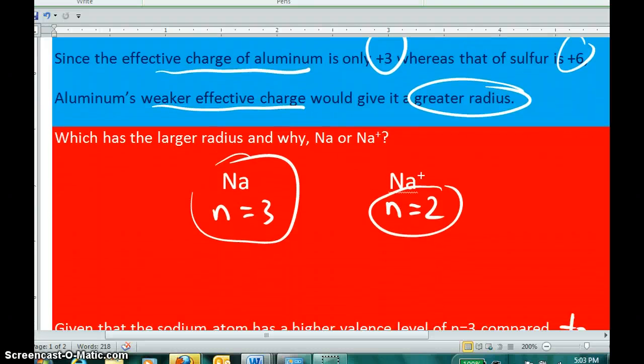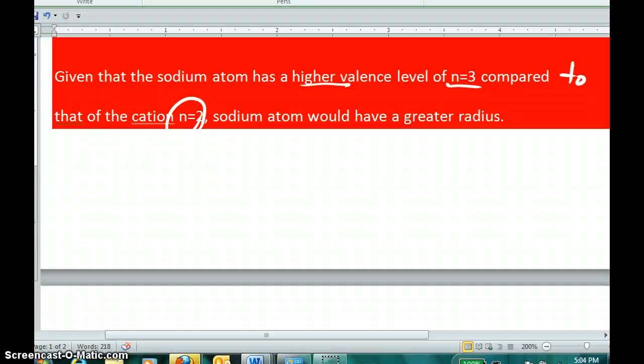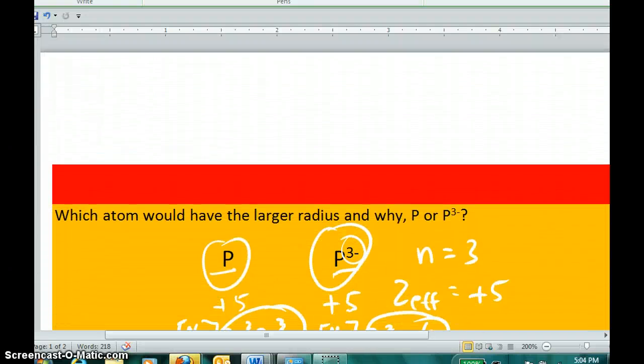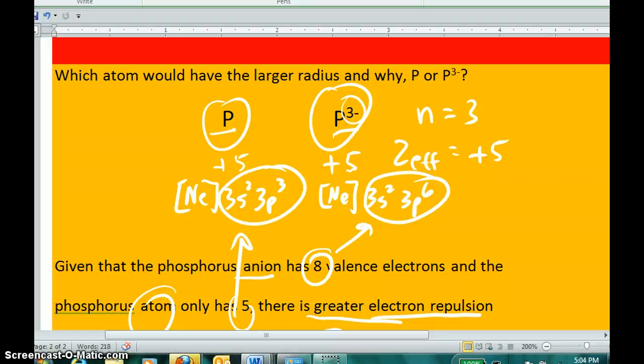If you're giving an argument that's based on electron repulsion only, I would of course use the opposite argument as well. If I'm looking for a smaller atom, I'm looking for less electron repulsion, and 5 electrons repel each other less than 8 would. So I would say because phosphorus only has 5 valence electrons, and yet the phosphorus anion has more, 8 valence electrons, there would be lesser electron repulsion, not greater, amongst the valence electrons in phosphorus, and that would give it the smaller radius.